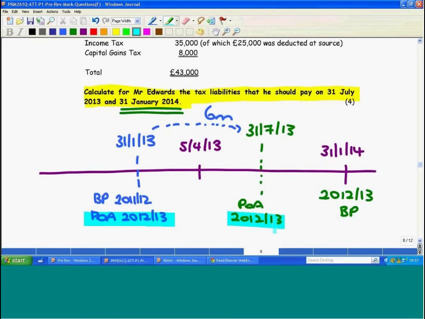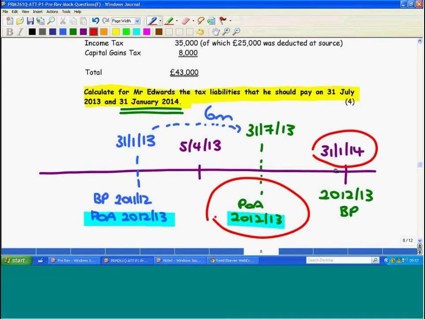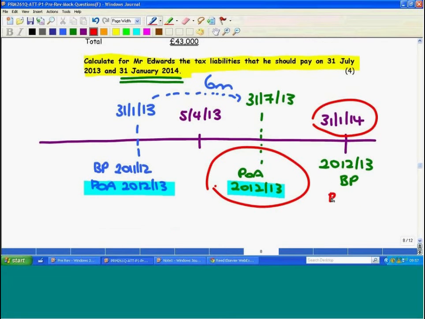So by the time they get to the 31st of January 2014, they've already made these two payments on account, and if they were to earn exactly the same amount the following year, they would actually clear their tax. They wouldn't have anything left to pay. So what we're actually asked for in the question is we're asked to consider what would be paid here, but also what would be paid here at the end of January. And what we also need to appreciate, of course, is we'd have a payment on account going forward for the next tax year as well.